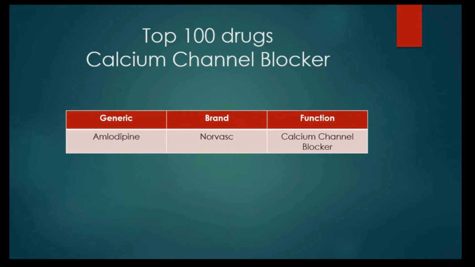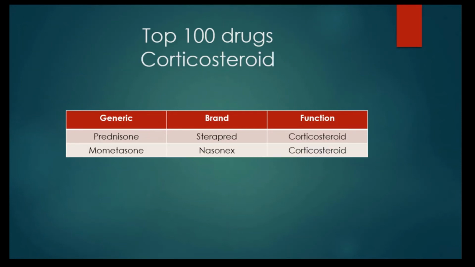Calcium channel blockers, we've got amlodipine as Norvasc. Corticosteroids, we've got prednisone, which is Steripred. And we've got mometasone, which is Nasonex.